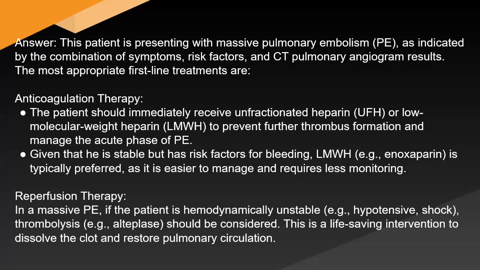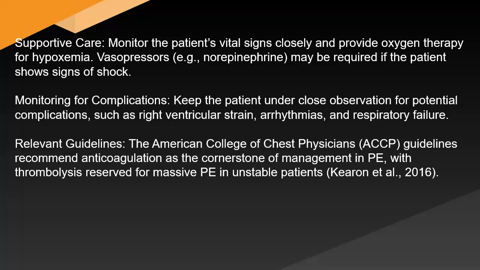Reperfusion therapy in a massive PE: if the patient is hemodynamically unstable, e.g. hypotensive shock, thrombolysis, e.g. alteplase, should be considered. This is a life-saving intervention to dissolve the clot and restore pulmonary circulation. Supportive care: monitor the patient's vital signs closely and provide oxygen therapy for hypoxemia. Vasopressors, e.g. norepinephrine, may be required if the patient shows signs of shock.